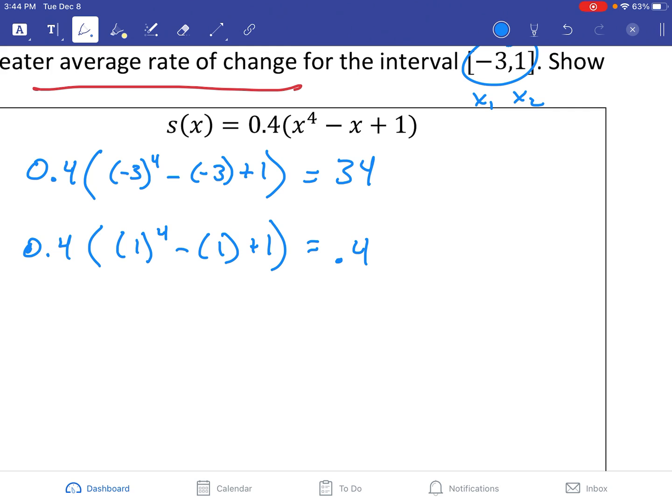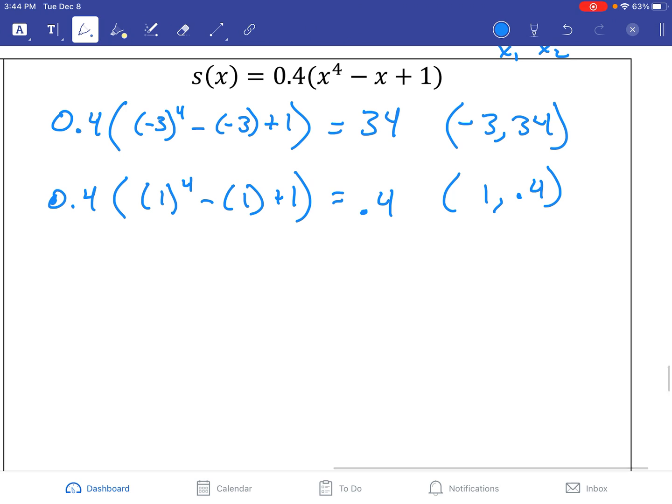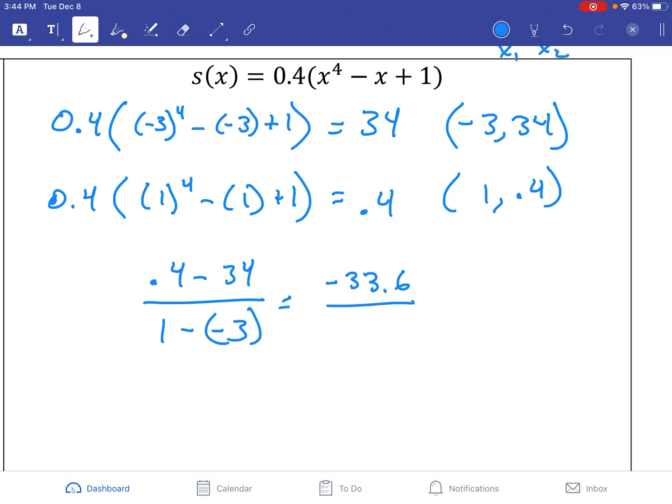Okay, so what that means is, here's my points. I have -3, 34, and I have 1, 0.4. I can then use these values to do our slope, our rate of change. So I got y2, which is 0.4, minus y1, which is 34, and then 1 minus -3, which gives us 0.4 minus 34 is -33.6 divided by 4. That gives us -8.4. Okay?